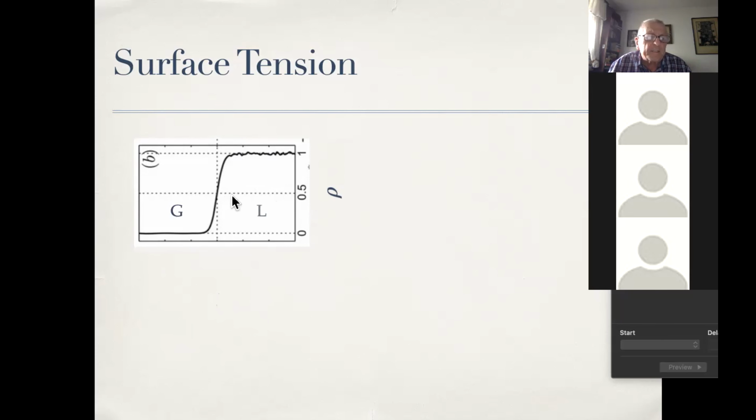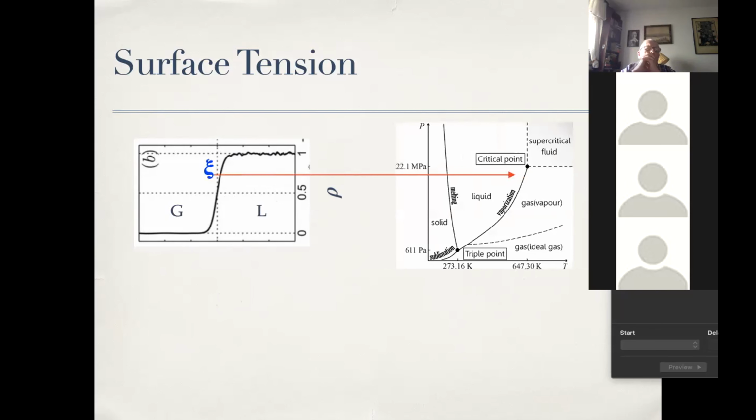All right, so we have the density. Here is the gas, here is the liquid. And the interface has a certain thickness. And that thickness I have denoted by the quantity which I called psi. And for some reasons, I will call it correlation length or interface thickness.